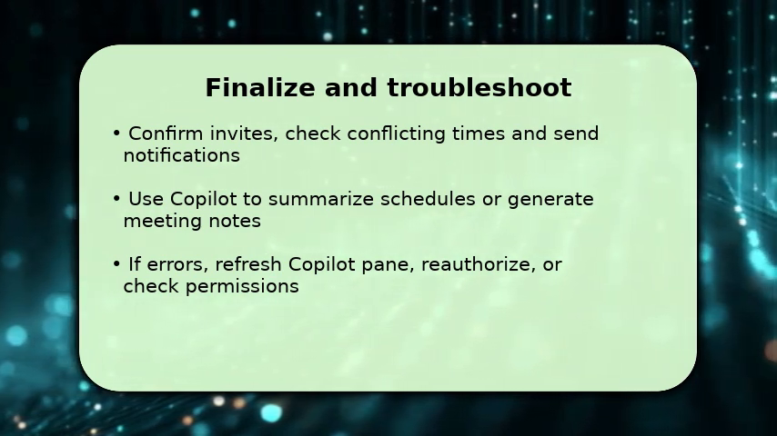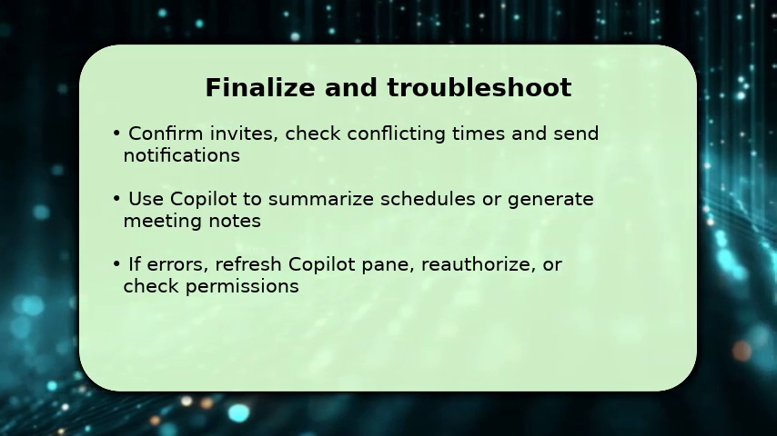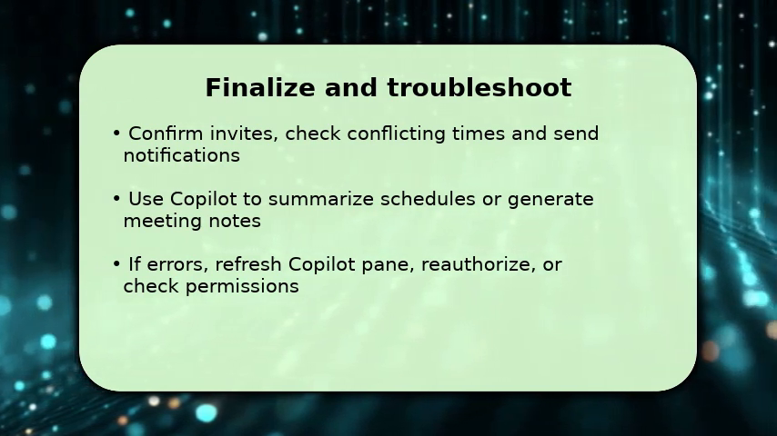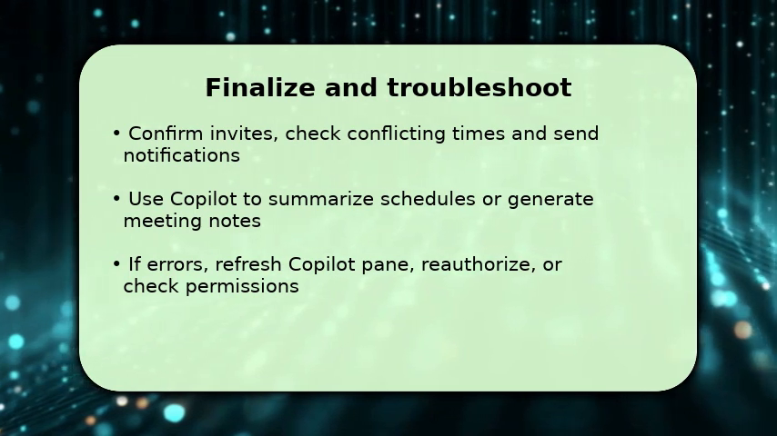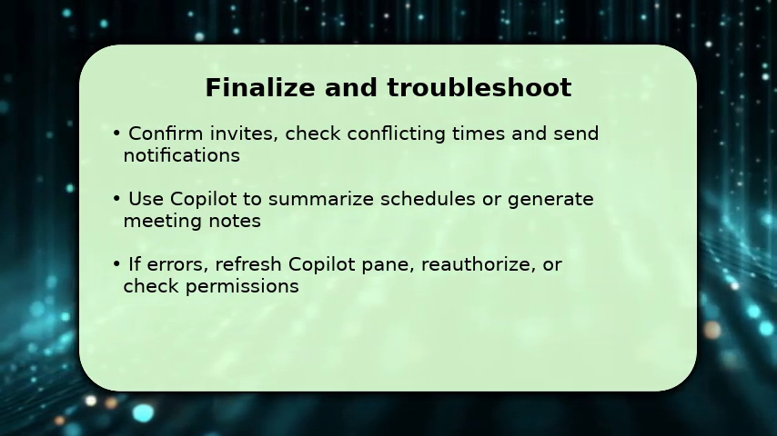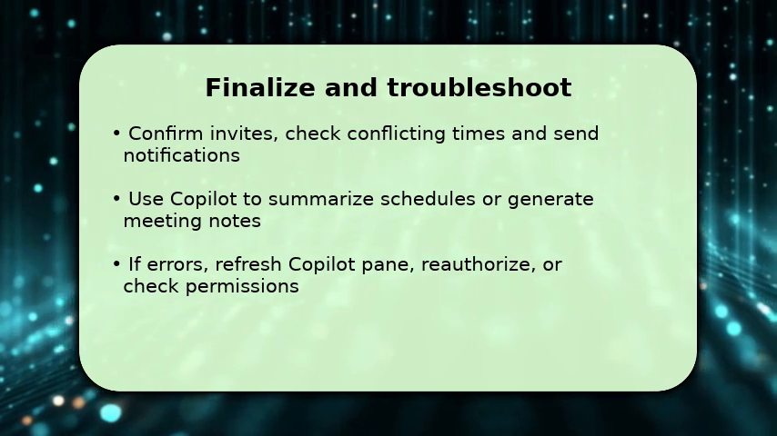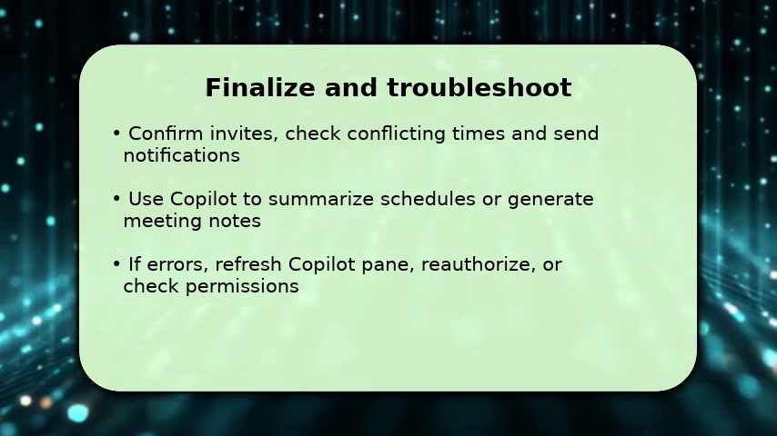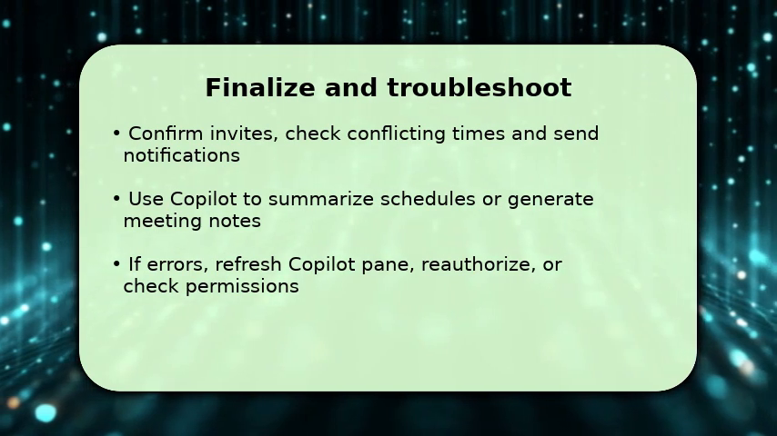If something goes wrong, first refresh the Copilot pane and try the action again. If issues persist, reauthorize Copilot in account settings and verify calendar permissions. This clears the usual causes and gets you back to scheduling quickly without losing the work you created.